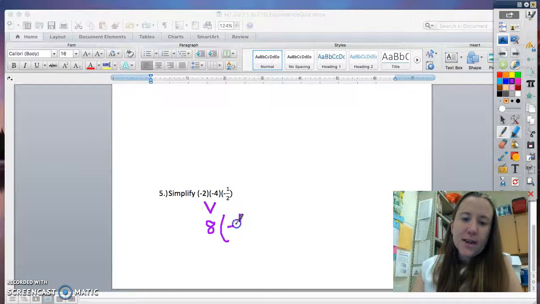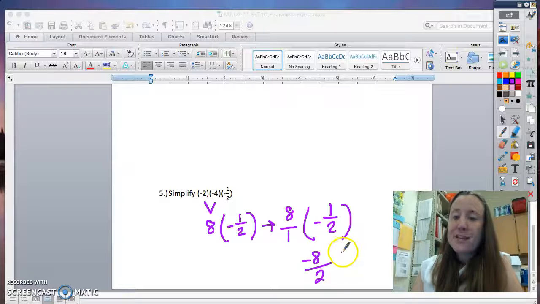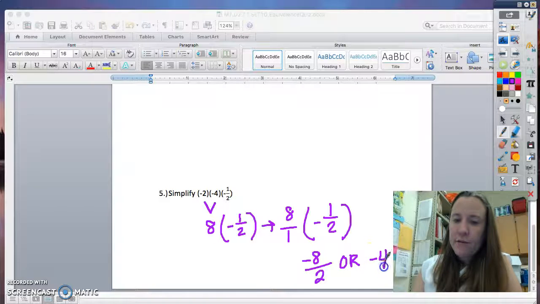8 times -1/2. I'm going to rewrite 8 as 8/1 times -1/2. And again, when I multiply two fractions, it's just numerator times numerator, denominator times denominator. So I have 8 times -1 is -8. And 1 times 2 is 2. So -8/2, which again is a perfectly fine answer. Or if you wrote it as an integer, -4.